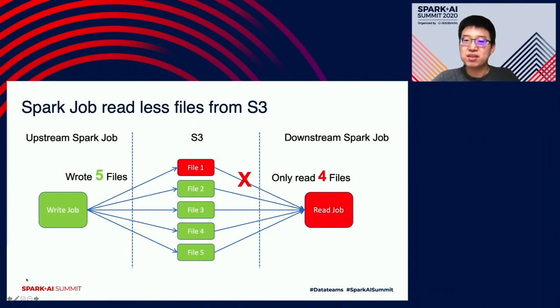What does this mean in Spark? Here's one example. A Spark job writes out 5 files in the same folder, but when another Spark job tries to read those files shortly after creation, S3 may only return 4 files instead of 5. In this case, the reader Spark job doesn't even know it missed one file.